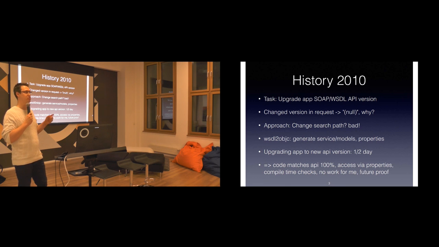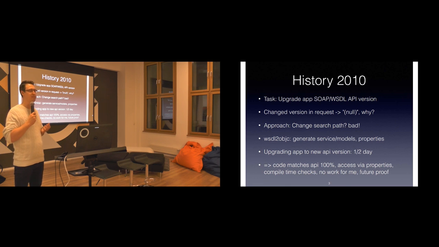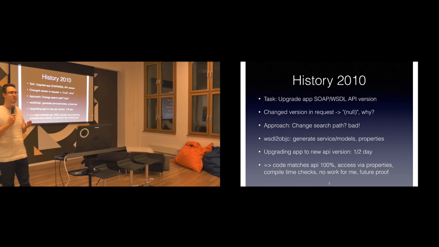So I went through something.name.whatever, and I got the information that I wanted. So all this upgrading to a new API version using this WSDL to Objective-C tool took me half a day. And I think this is quite a short time, but also it's not so surprising, I mean, it's pretty obvious if this code is generated, so I didn't have to do so much.